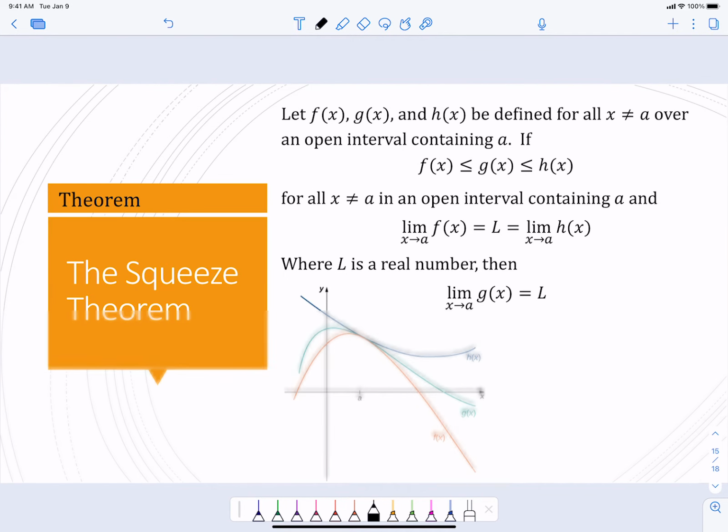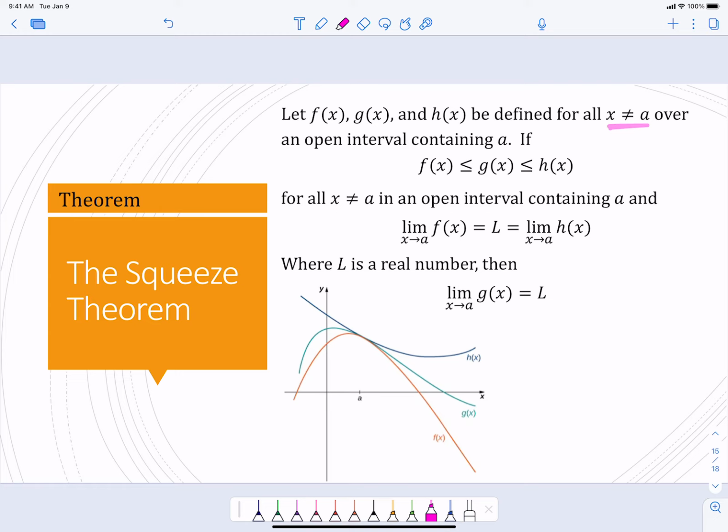All right, there's one other thing that I would like to talk about in this section, and that is the squeeze theorem. So the squeeze theorem says if we have three functions, f of x, g of x, and h of x, and they're going to be defined for all x, but possibly not at x equaling a. So they could be defined at x equaling a, but we don't care if it's defined or not. Because we're going to take a limit, it doesn't matter. They've got to be defined for all the other points except for maybe that one.